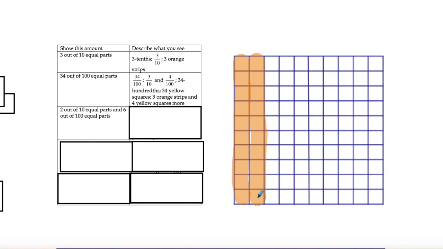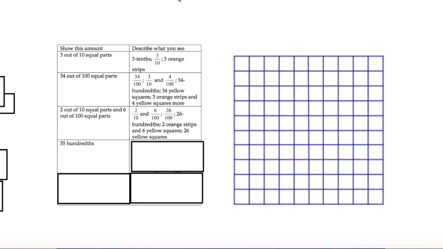Now what about 6 out of 100 equal parts? Right, we'll use yellow. 1, 2, 3, 4, 5, 6 out of 100 equal parts. Altogether, that makes how many parts out of 100? 26. 26 out of 100 equal parts. So you could think of this as 2/10, the orange strips, and 6/100ths, the 6 yellow squares, or 26/100ths, 2 orange strips and 6 yellow squares, or 26 yellow squares altogether.